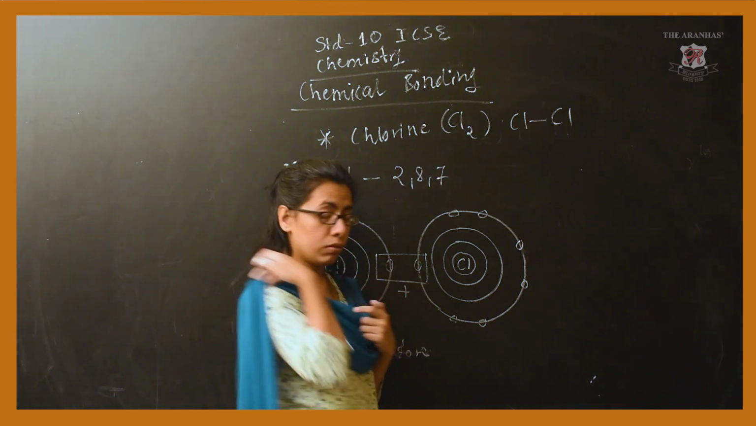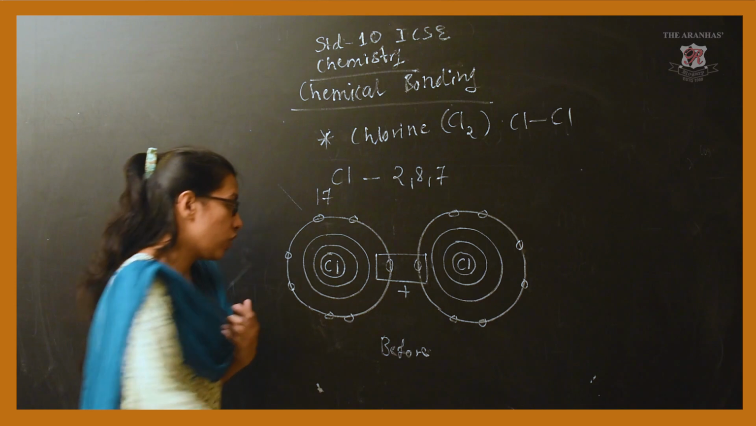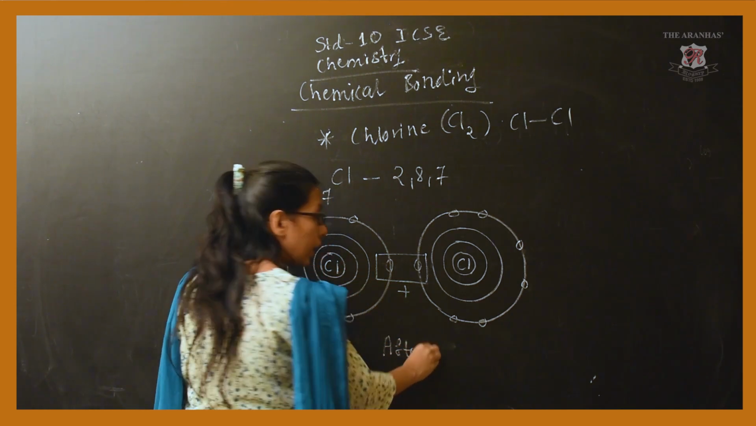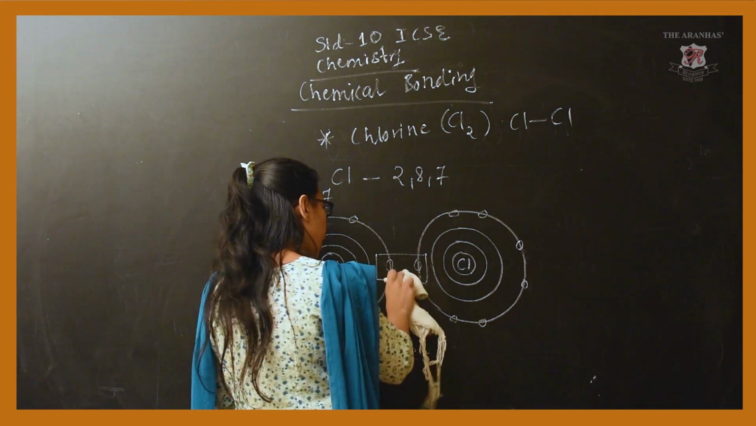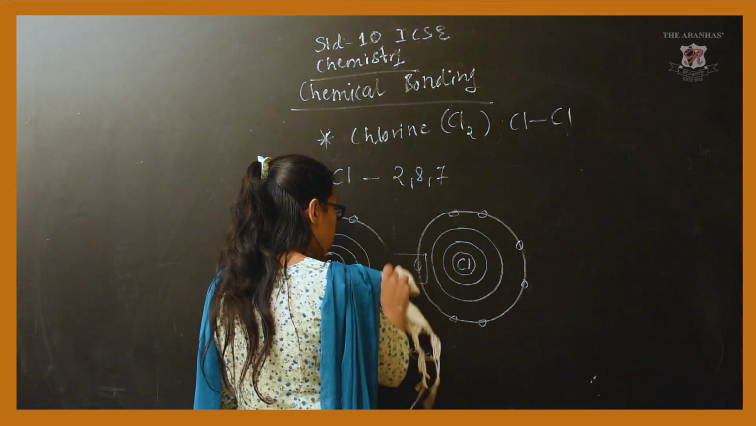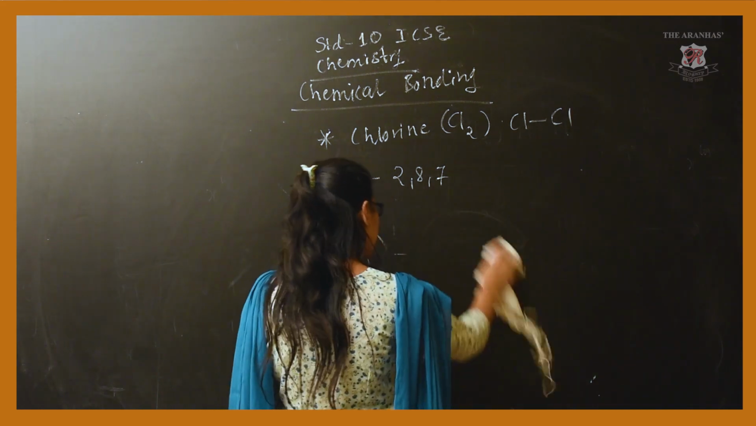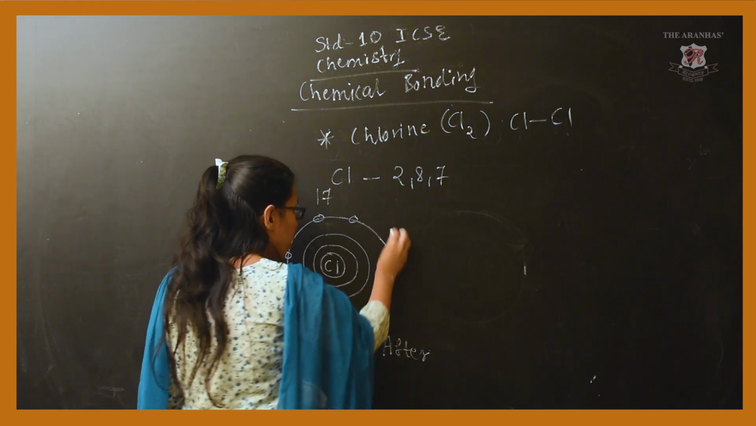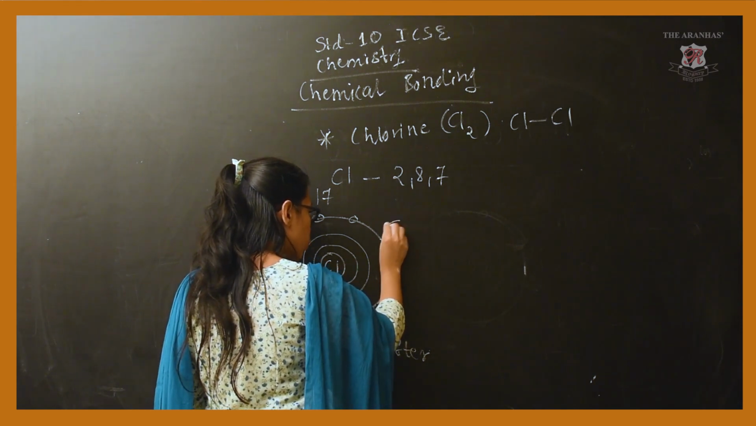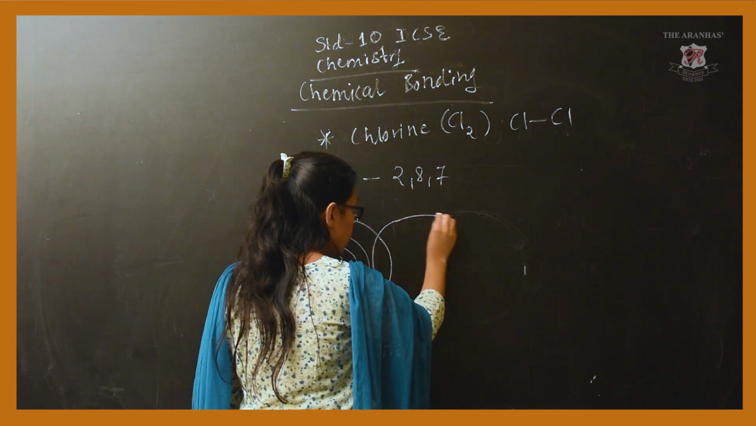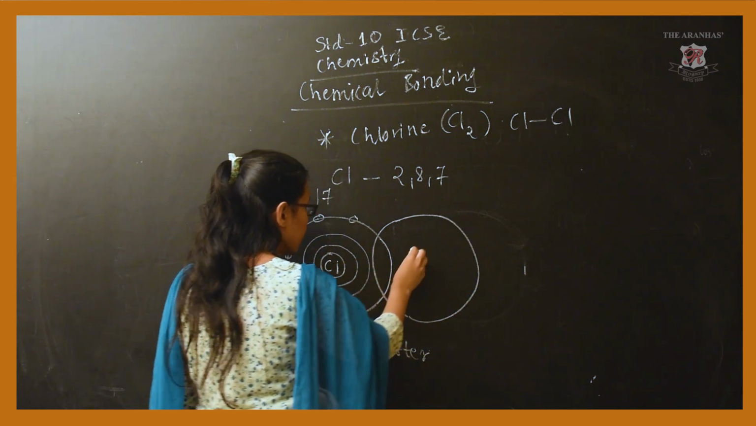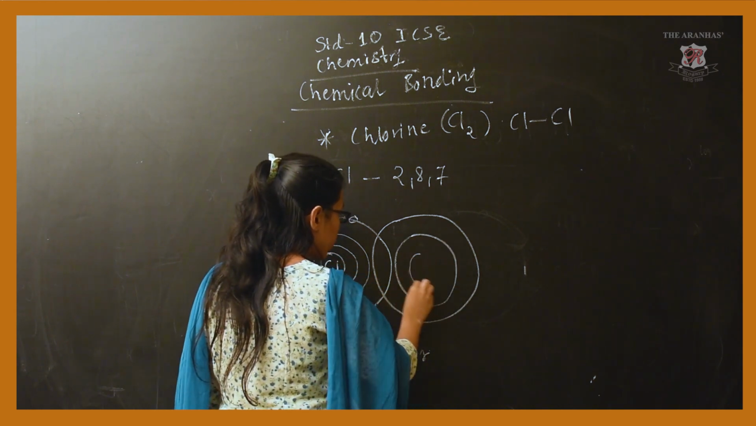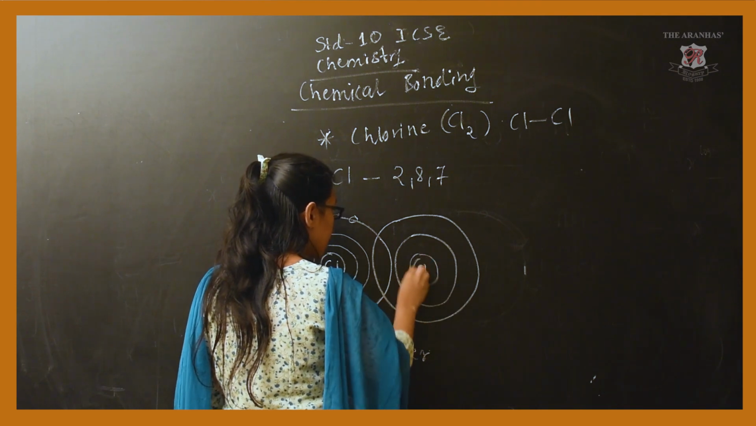So after this combination, what is happening? I just make changes in the same diagram, and I will draw the diagram. After combination, we are getting the formation of the chlorine molecule. Once the second chlorine atom combines with the first one, then after combination, what you have to draw is that the last shell of the second chlorine mixes with the last shell of the first chlorine. Then this becomes the last shell. This is the second last shell, and this is the first shell of the second chlorine atom.